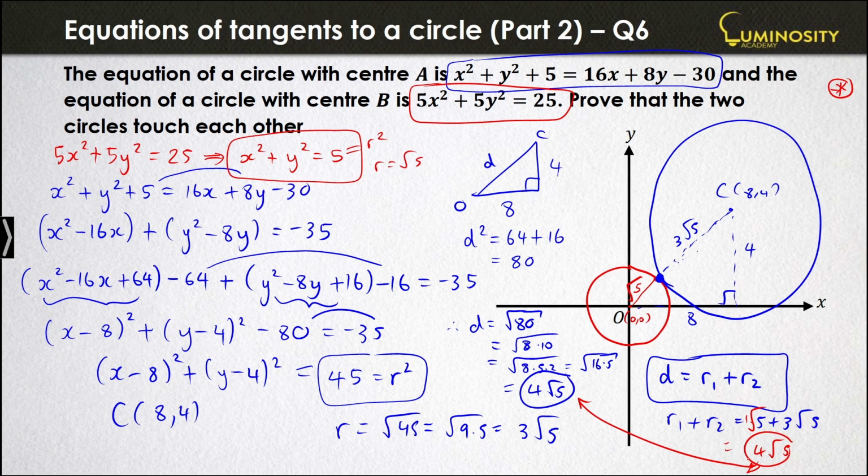So what have we shown here? We've shown that the distance between the two center points O and C is 4 root 5, and we've shown that the sum of the radii of the red circle and the blue circle when added together also gives you 4 root 5. In conclusion, that means that the distance between the centers is the same as the sum of the radius lines, which implies that the circles only touch at one common point.